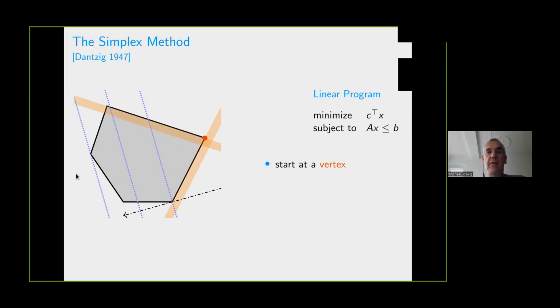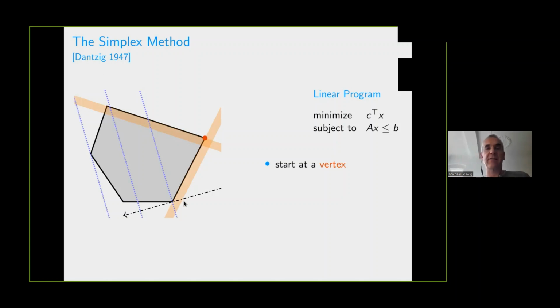Now there are a number of algorithms to solve linear optimization problems, and I will sketch two of them. The first one historically is the simplex method, though there are predecessors, like always in mathematics. But Dantzig in 1947 said, okay, let's start at an arbitrary vertex of the feasible domain, and let's ignore for now how we get there.